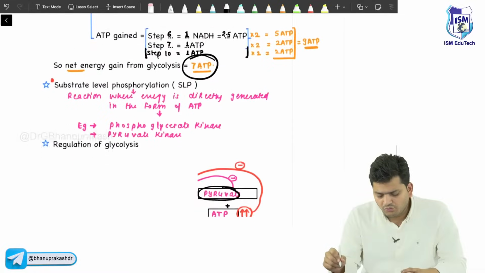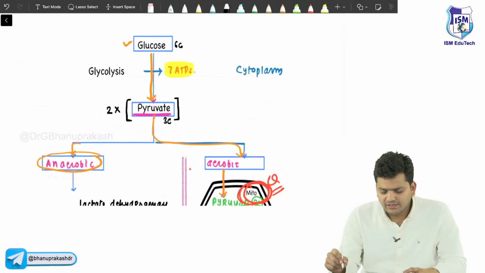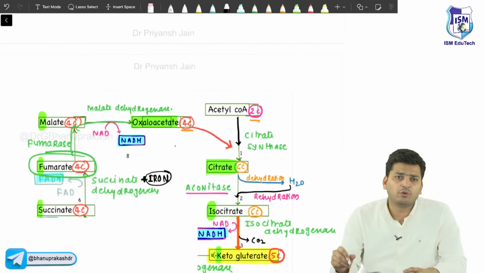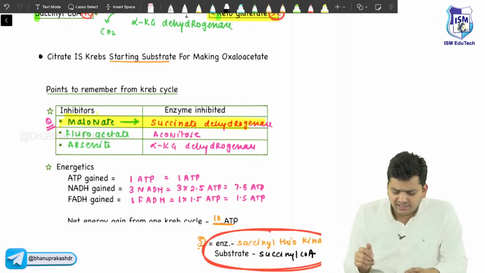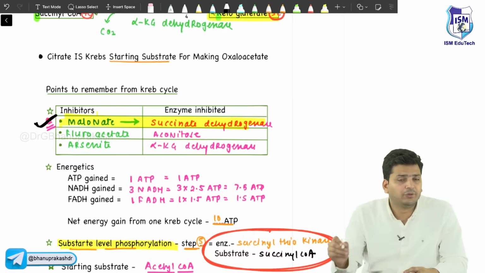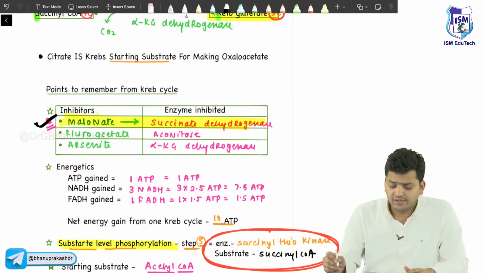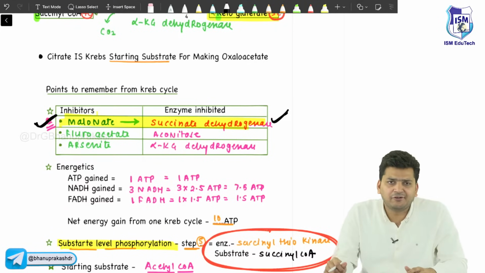Then we have discussed the Krebs cycle. Krebs cycle is going to occur in the mitochondria. It is going to give us 10 ATPs, and there is a toxin which can inhibit the Krebs cycle. The name of that toxin was malonate. It is not malate, it is malonate that inhibits the succinate dehydrogenase.